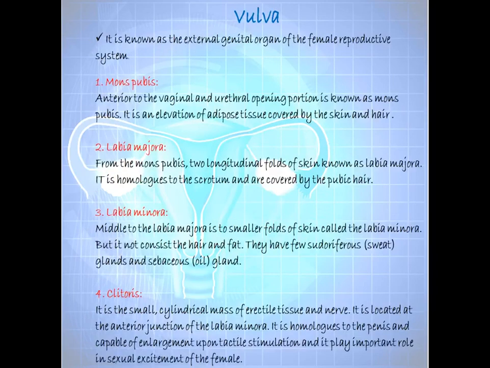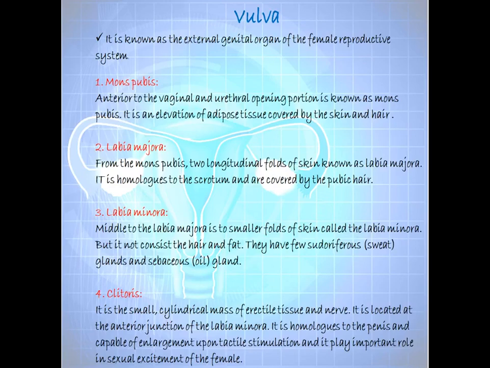Next is the vulva. It is known as the external genital organ of the female reproductive system. It includes the mons pubis, labia majora, labia minora and the clitoris. First is the mons pubis. Anterior to the vaginal and urethral openings, this portion is known as the mons pubis. It is an elevation of adipose tissue covered by skin and hair.